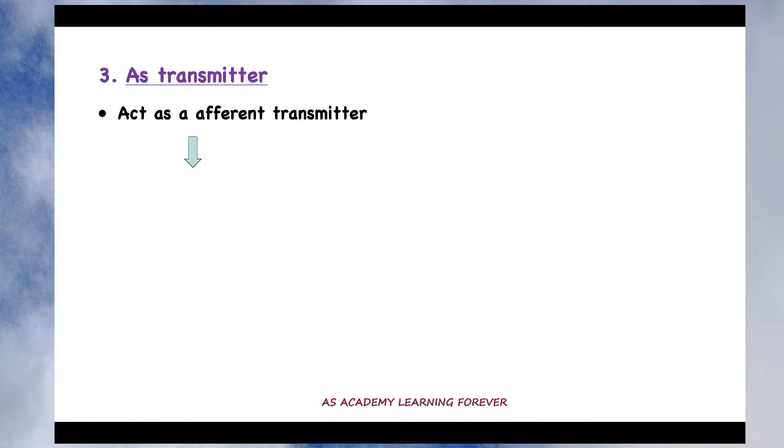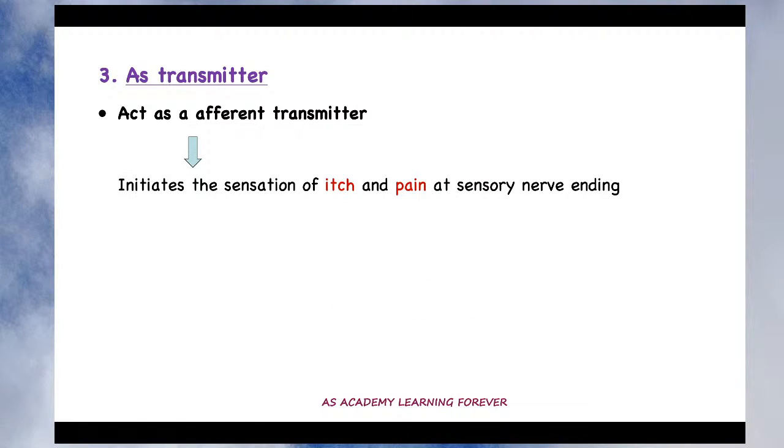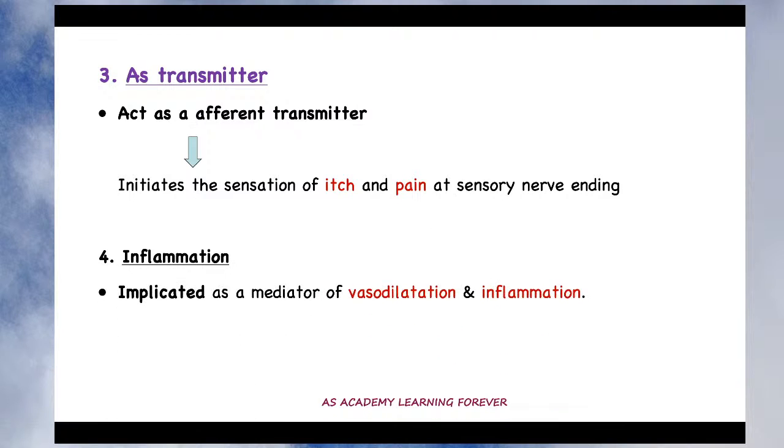Third one, the effect on the transmitter. So we have seen it acts as an afferent transmitter. It initiates the sensation of itch and pain at sensory nerve endings, and the receptor responsible for this is the H1 receptor. So if you give an H1 receptor antagonist, you can see it can act as anti-allergic. In addition to that, it can also reduce the itching as well as pain sensation. Likewise, histamine is also a mediator of inflammation. It is implicated as a mediator of vasodilation and inflammation. So an antihistaminic drug can effectively reduce the inflammation, especially in smooth muscle like the bronchi, and it is very useful for the treatment of asthma.